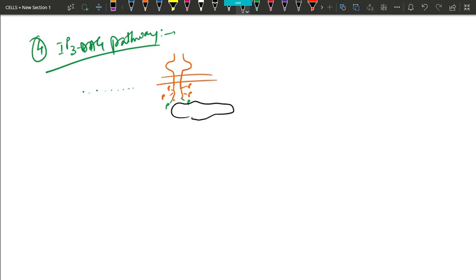That protein will be phospholipase C gamma. In case of the GPCR, it was phospholipase C beta. Here it will be phospholipase C gamma, and they will also bind to the phosphotyrosine domains with the help of the SH2 domain. The phospholipase C will bind through the SH2 domain to the phosphotyrosine domain, right?